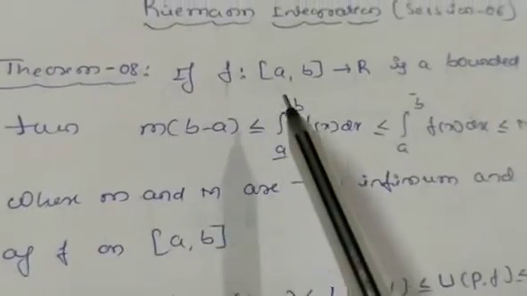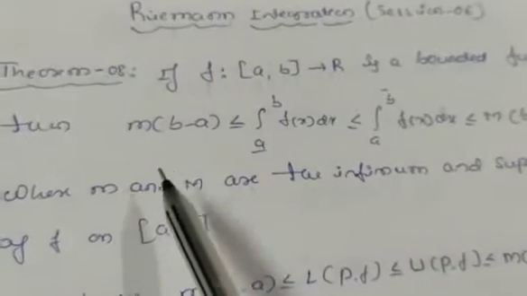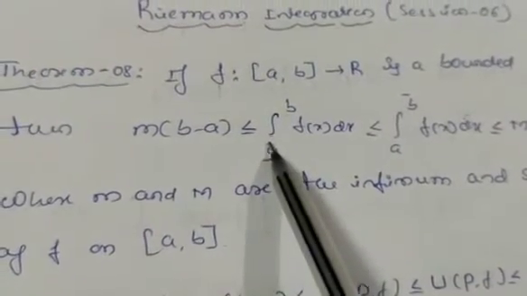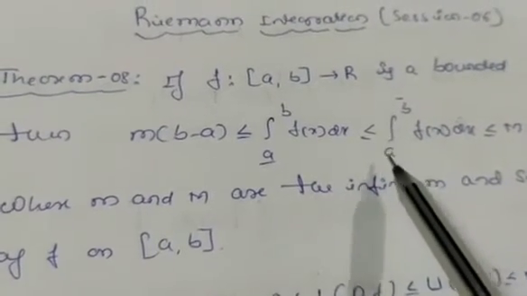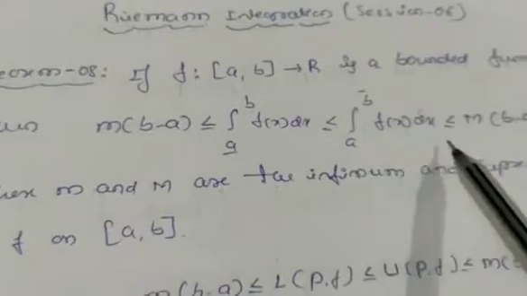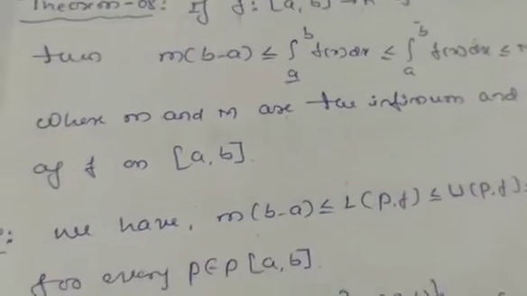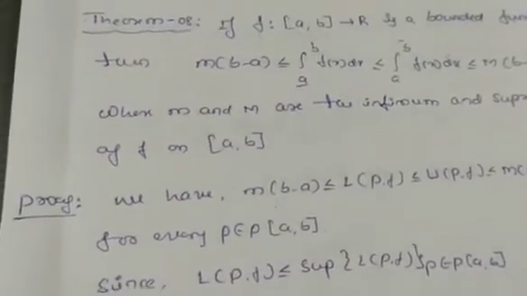If f is a function from [a, b] to R that is a bounded function, then m into (b minus a), small m into (b minus a), is less than or equal to the lower Riemann integral from a to b of f(x) dx, which is less than or equal to the upper Riemann integral of f(x) dx, which is less than or equal to capital M into (b minus a), where small m and capital M are the infimum and supremum of the function f on [a, b].